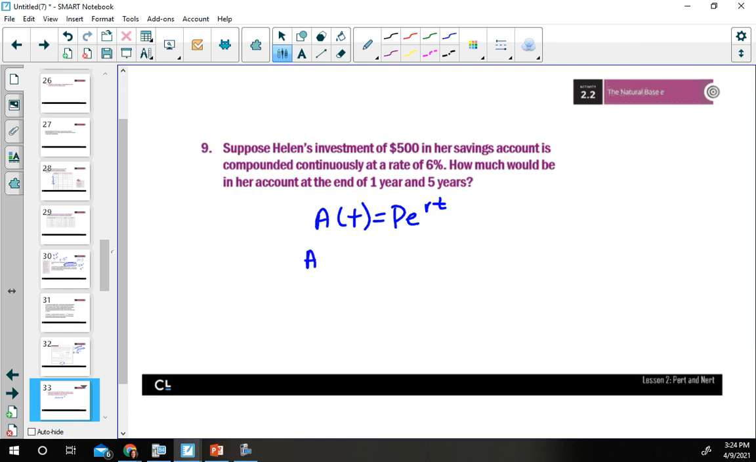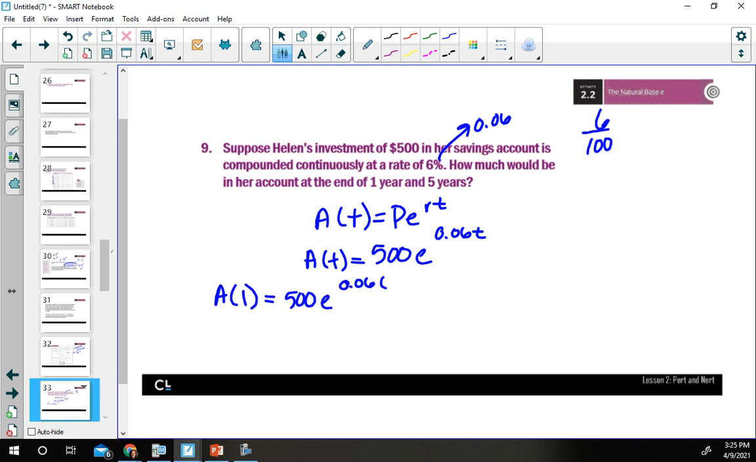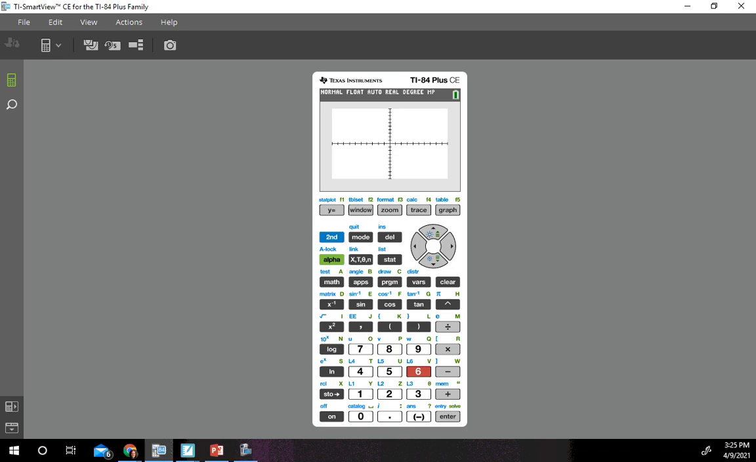So the amount of time, my principal that I start with is 500. E is a button in our calculator that we're going to use. That's that 2.71. The rate we still need to convert, so my calculator understands it. Remember, if you don't remember how to do the decimal, just take it and divide it by 100. So I'm going to use 0.06 and T for time. So let's go ahead and do our first year. 0.06 times 1. So when I go to my calculator, I'm going to type in 500.